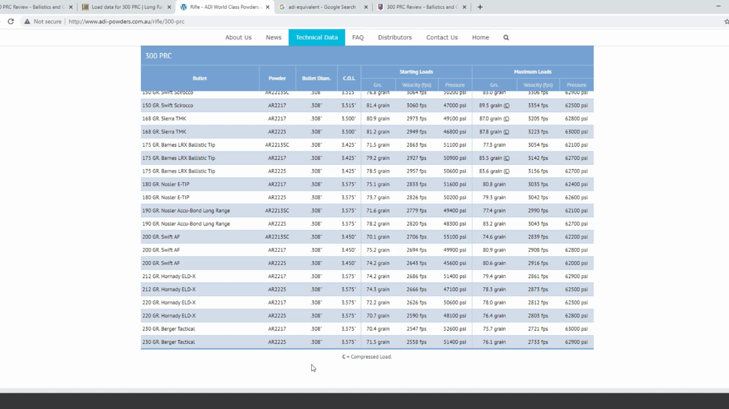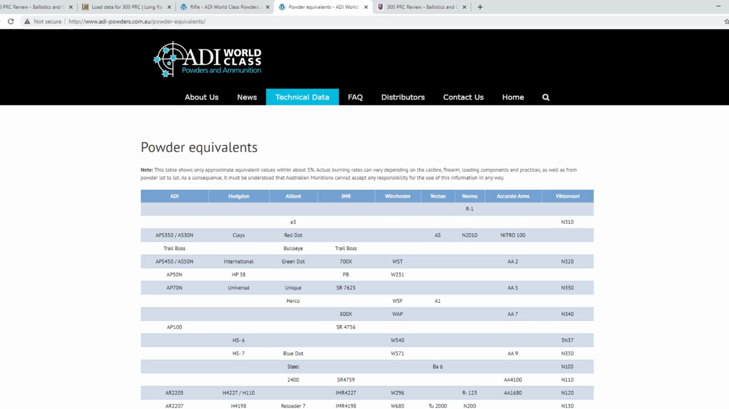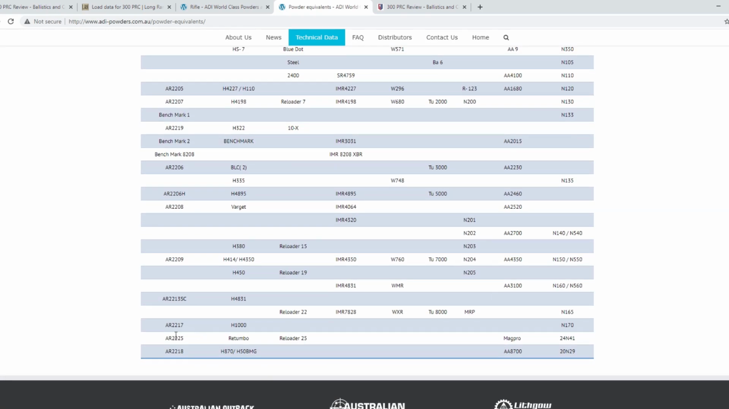Now you notice here, the reason I use ADI is, yes, they've got these powders, which are not necessarily the type of powder you've got, but because it's ADI, you'll find that they also have this thing over here, the powder equivalents, and we can go through their equivalents. If we look at that, we're talking about the 2225, that's Retumbo, that's Reload 25, that's Mag Pro, that's N41. These are all the different brands and names of powders which are equivalent. Not necessarily exactly the same, but going to be very similar.